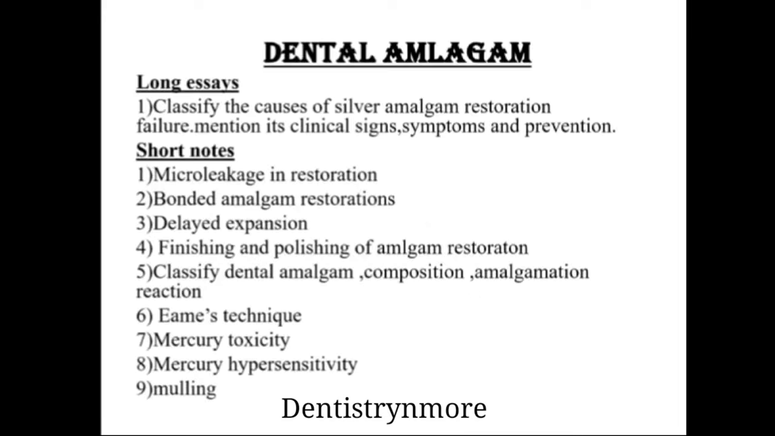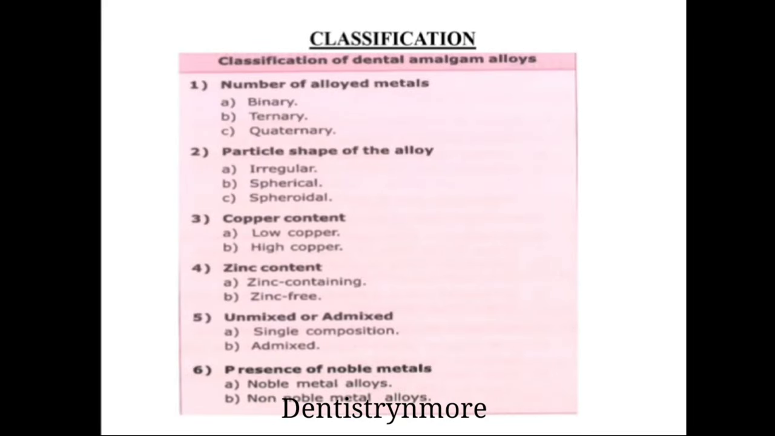First we are moving to dental amalgam. The long essay includes: classify the causes of silver amalgam restoration failure, mention its clinical signs, symptoms and prevention. And the short notes include: microleakage, bonded amalgam restoration, delayed expansion, finishing and polishing, Ames technique, mercury toxicity, mercury hypersensitivity, and last one is mulling.